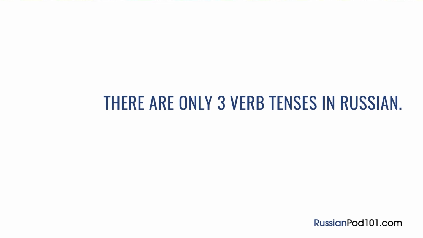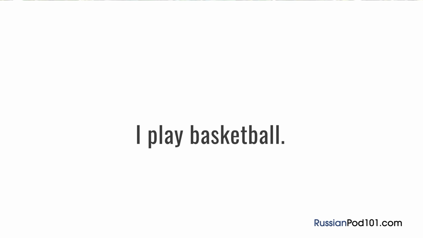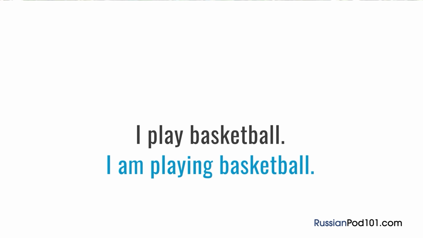In some ways, Russian is even easier than English. First, there are no articles in Russian, as opposed to English, and some other languages like Spanish or French, which even have gender articles. Secondly, there are only 3 verb tenses in Russian, a lot fewer than English has. In English, in the present tense, for an action that happens regularly, you'd say, I play basketball. And for an action that is happening right this moment, you'd say, I am playing basketball. In Russian, instead of these 2 structures, you only need to use one.